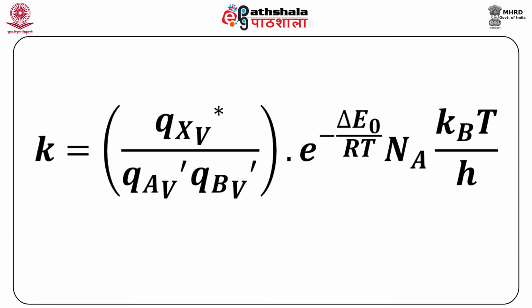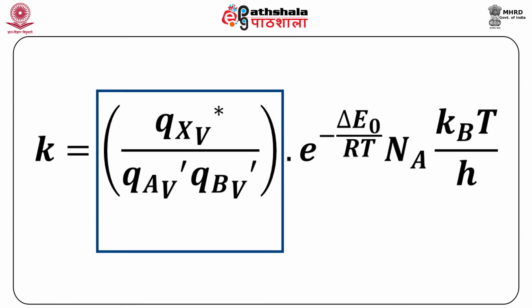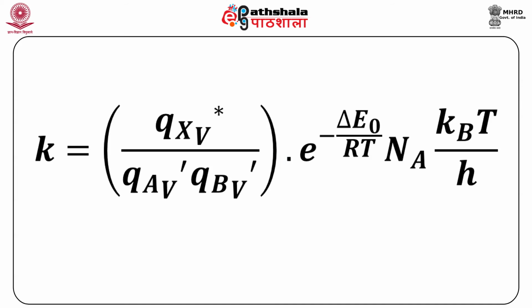Now substituting the value of K* in the expression for the rate constant, we get rate constant k as QXv* upon QAv' into QBv' into e to the power minus delta E naught by RT into NA into kBT by h. Now one can see that this equation relates the rate constant to partition functions. This implies that the value of the rate constant is dependent on the factor QXv* upon QAv' into QBv', and the other factors are more or less constant.